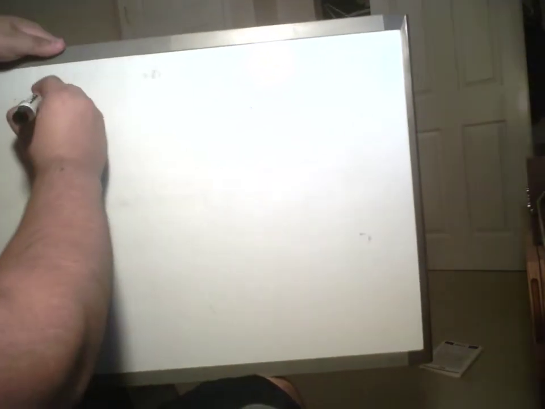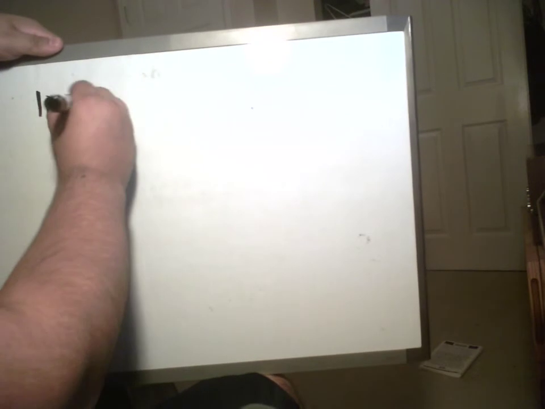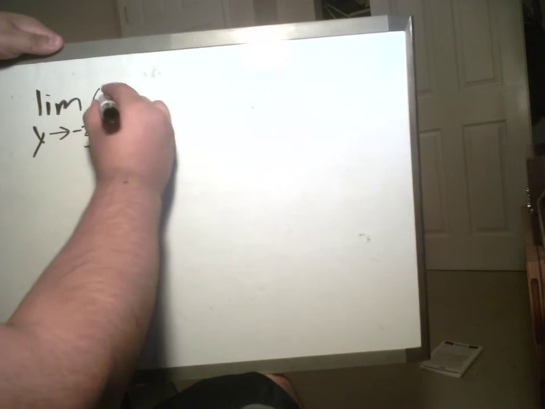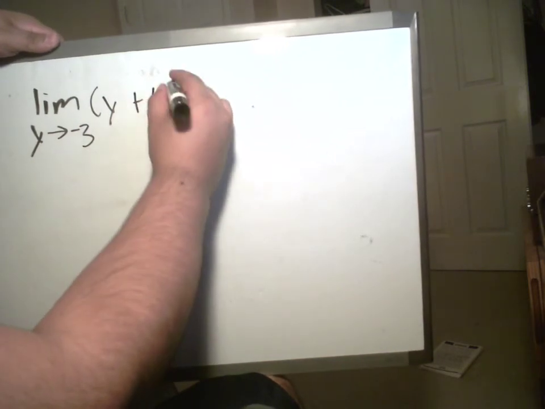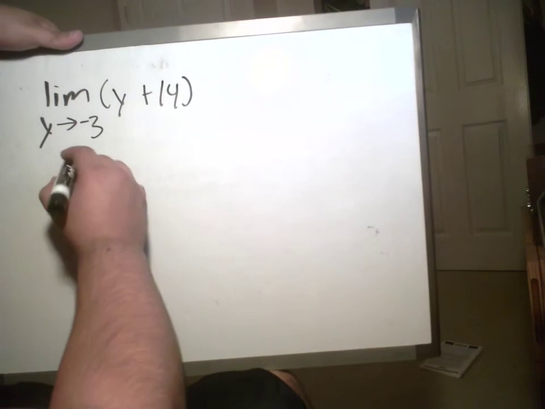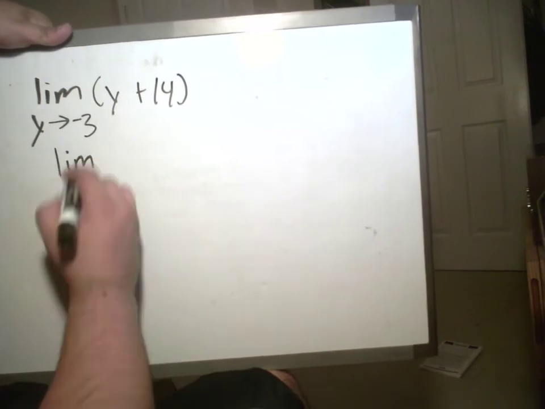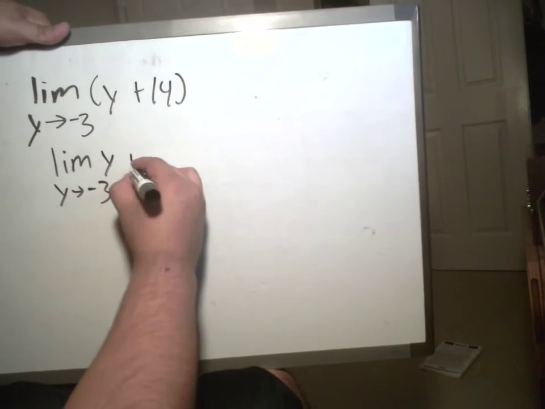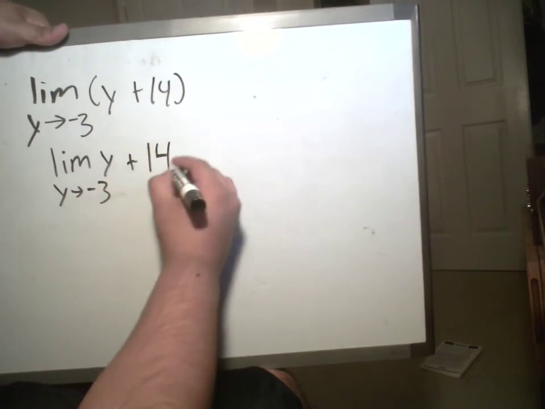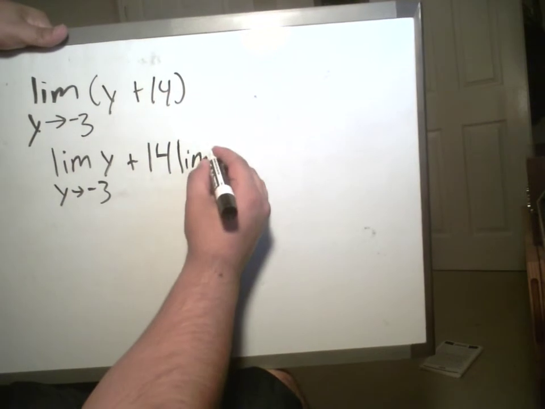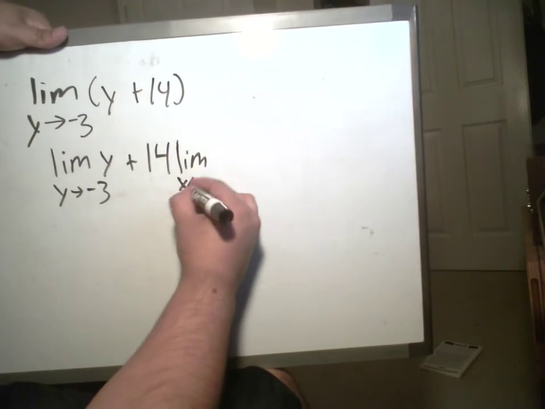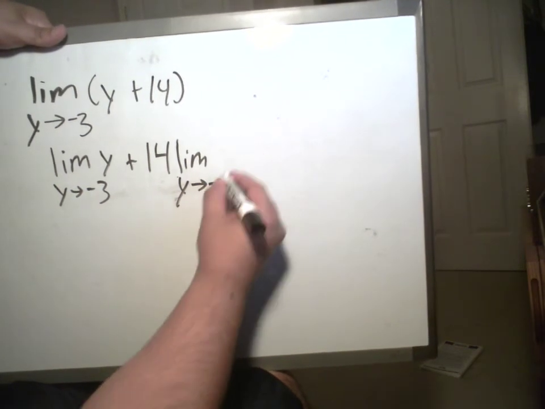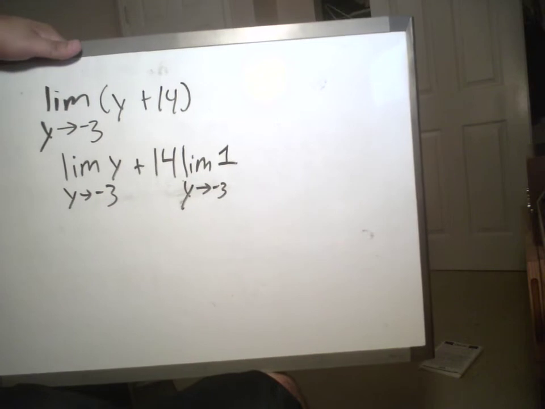So this one is actually going to have a y instead of an x. So we're going to say the limit as y goes to minus 3 of y plus 14. So we're going to rewrite it as the limit as y goes to minus 3 of y plus, we're going to drag the 14 out front because that's our constant, times the limit as y goes to minus 3. And like I said, if it bothers you, you can always put a 1 right there.